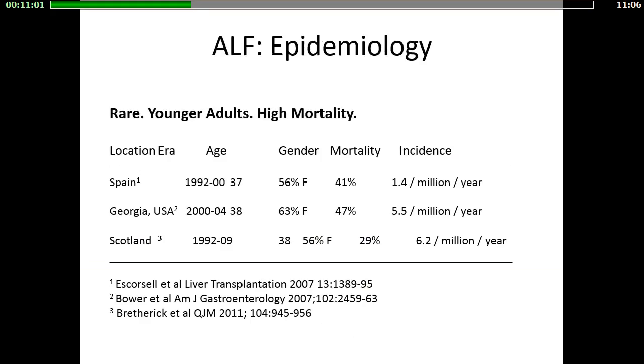In terms of epidemiology, this is a rare disease. It is usually young or middle-aged adults. There is a pediatric population that get liver failure, mainly metabolic, the neonates. It's really seen across the world as rare, but with a high mortality. You see the incidence here, somewhere between 1.4 and 6.2 million per year.